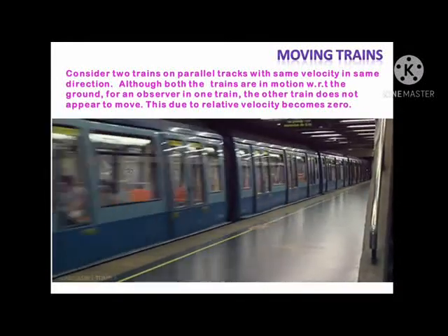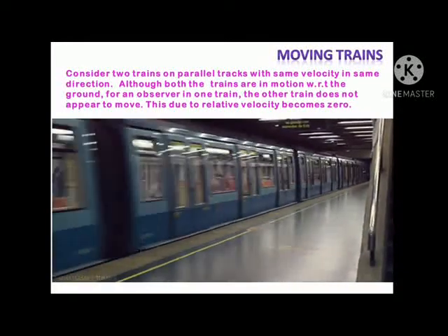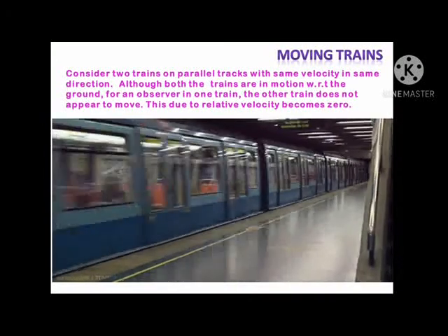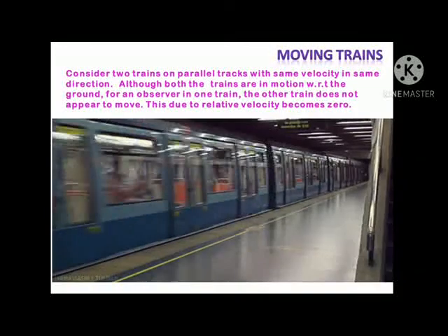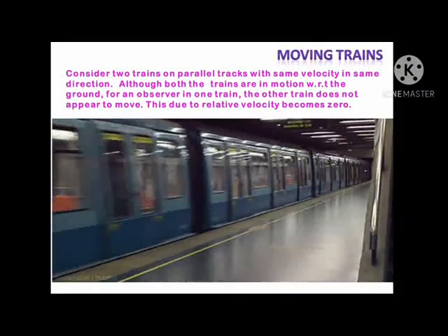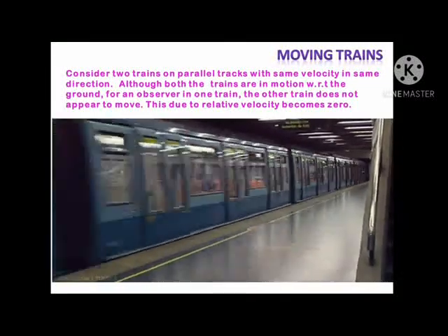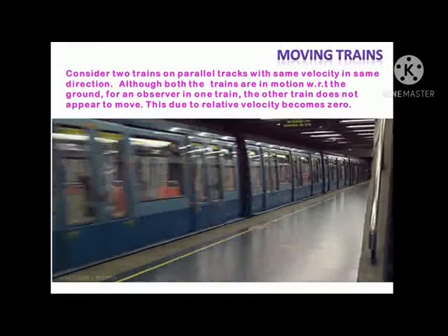This is because both are moving with the same velocity, so VA minus VB is 0. The relative velocity of one train with respect to the other becomes 0. Because of that reason we experience this. This is the concept of relative velocity.